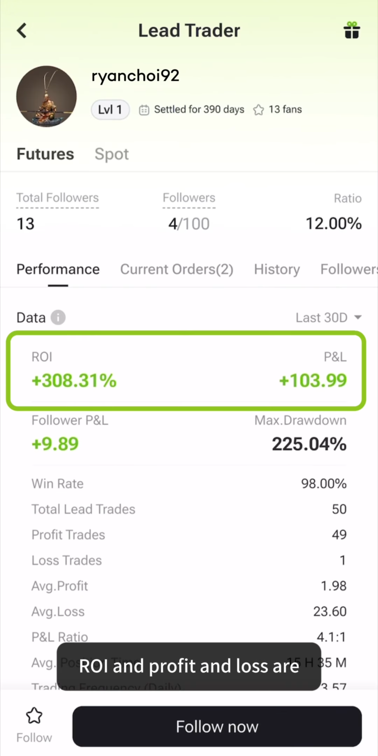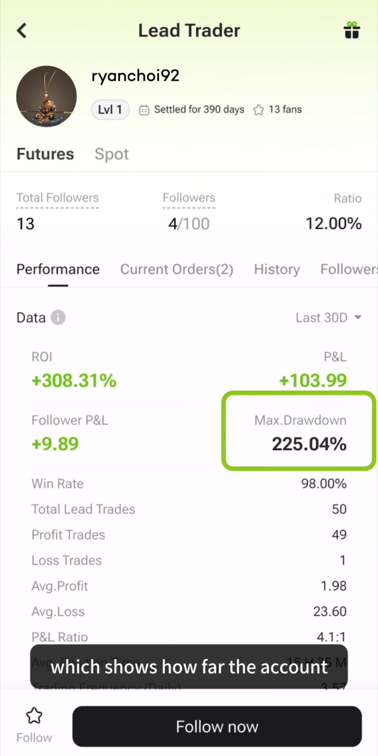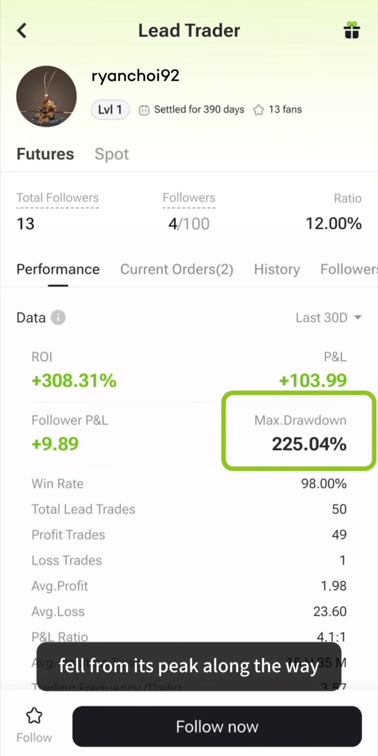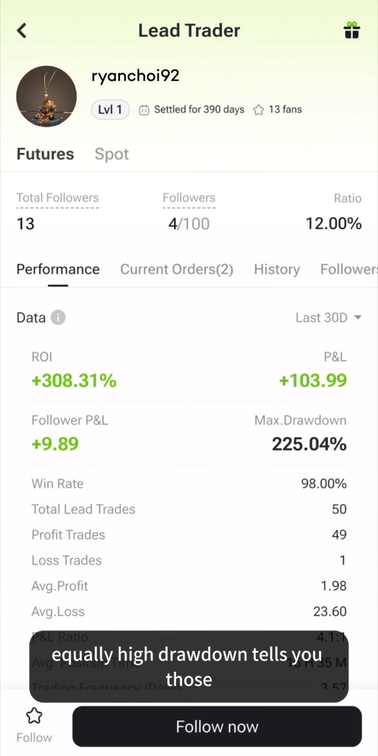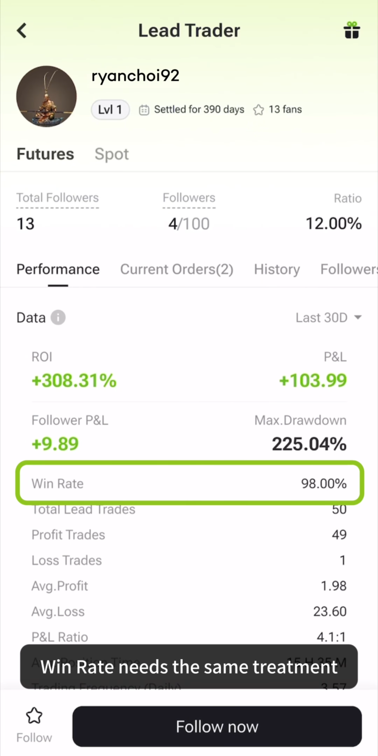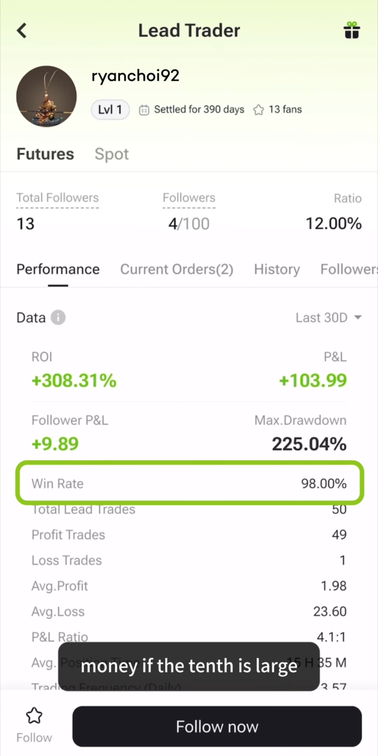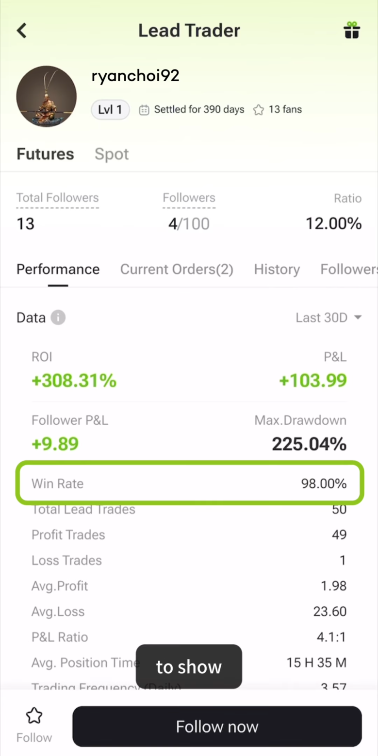ROI and profit and loss are the headline, but they are not the whole picture. Read them next to max drawdown, which shows how far the account fell from its peak along the way. A high ROI sitting beside an equally high drawdown tells you those returns came with large swings, and as a follower, you would have lived through every one of them. Win rate needs the same treatment. A trader can win 9 trades out of 10 and still lose money if the 10th is large enough, which is exactly what the P&L ratio and the average profit and average loss figures are there to show.